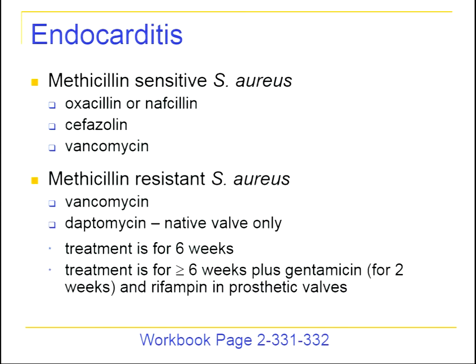Now, for Staph aureus, the recommended therapy for MSSA is an agent like oxacillin or nafcillin, cefazolin, or in a patient with allergies, you can use vancomycin. And then for MRSA, the recommended therapy is either vancomycin or daptomycin, but daptomycin only for native valves. Treatment is for 6 weeks, and unless the patient has a prosthetic valve, it's no longer recommended to add an aminoglycoside in this setting, either for MSSA or MRSA.